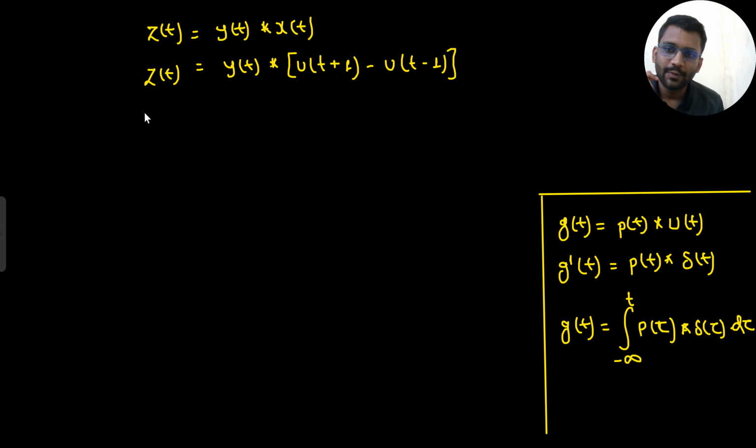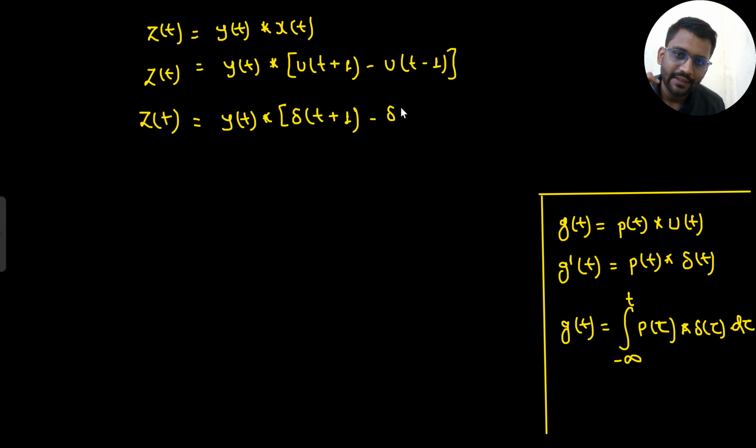Now in this problem, what I do is that I write z of t only. I write y of t convolved with delta t plus 1 minus delta t minus 1, and convolution with u of t. This is what I am writing. Did you guys understand this point?